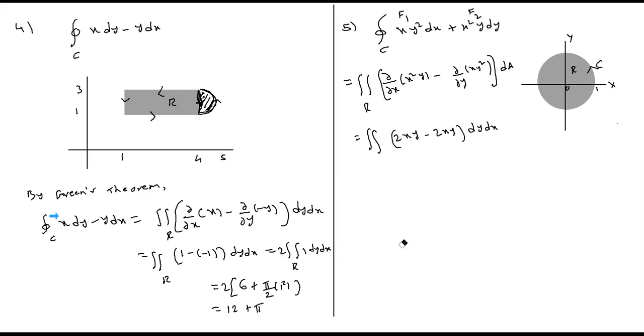Therefore, what is the answer? 2xy minus 2xy is 0. So double integral of 0 dy dx is 0. Double integral of 0 is 0. Is it okay?